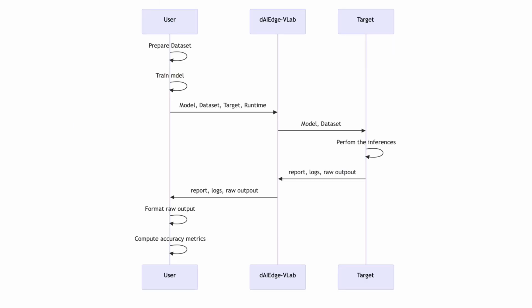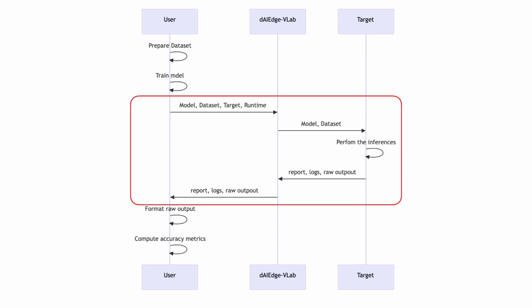So here is the overview of what we're going to do. We are going to prepare a dataset on the user device, and then we will train a new neural network with this dataset. Then we are going to send the dataset with the model we just trained to different targets. The targets will perform the inferences with the dataset we gave, and the targets will give us the raw output of the model. So these are really the values that the model outputted. Alongside, we will find a report as usual and some logs.